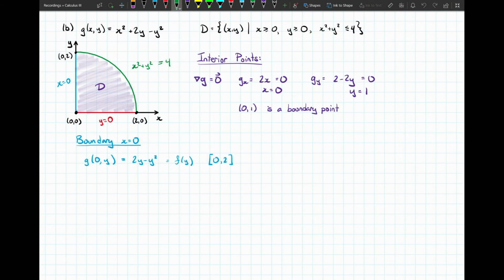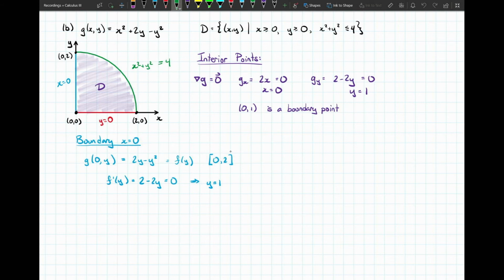And our interval for y is only going to be from 0 to 2 this time around. Using the closed interval method on that single variable continuous function over that interval, we just need to find out where the derivative of f equals 0. 2 minus 2y equals 0 is the equation that we've already seen up here when we solved for when the gradient equaled the 0 vector. And we got the solution y equals 1 already. So we're going to see that exact same point, 0, 1.